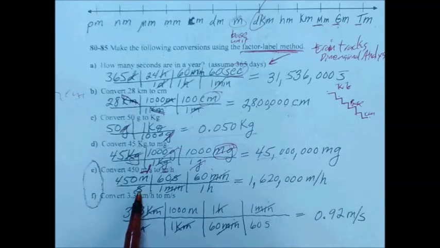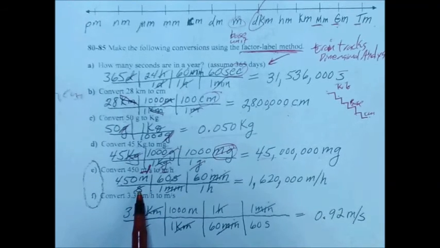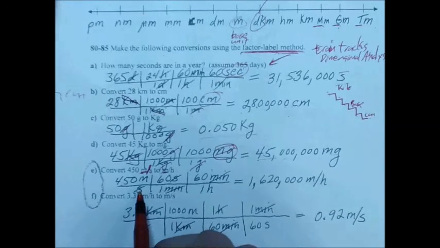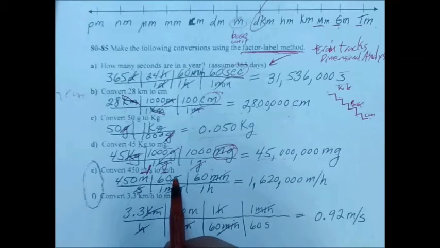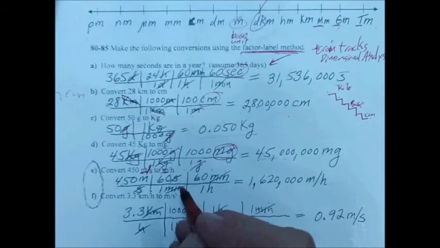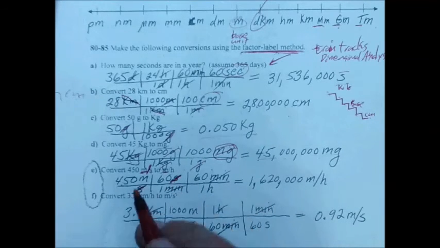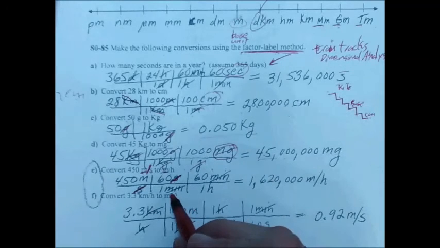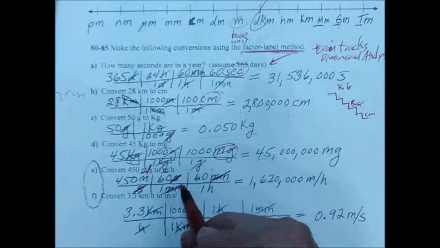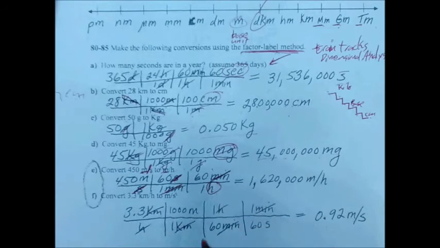Seconds are on the bottom, so to get seconds to hours, since I don't know how many seconds there are in an hour, I'm going to convert seconds into minutes first. There are 60 seconds in a minute. Now I don't want to put minutes on top, I want to put minutes on bottom, because seconds on top means it cancels with seconds on bottom. So there are 60 minutes in an hour, so I put minutes on top so they cancel with these minutes on bottom, and it leaves me with hours on the bottom.